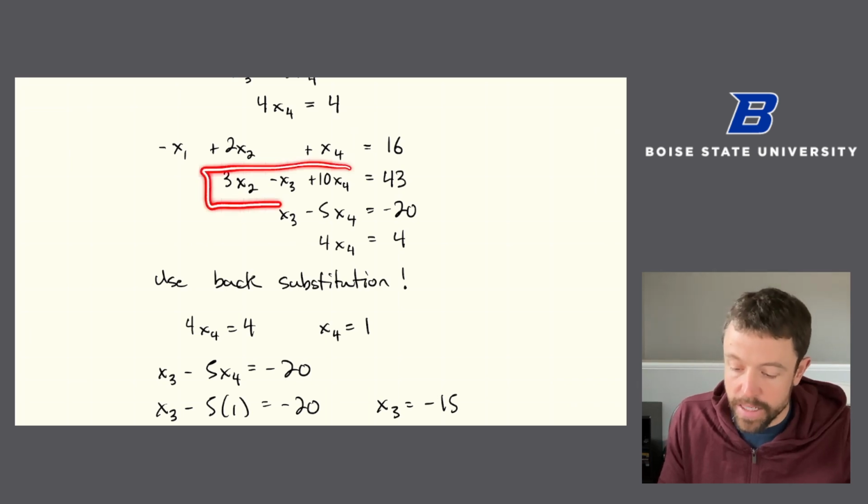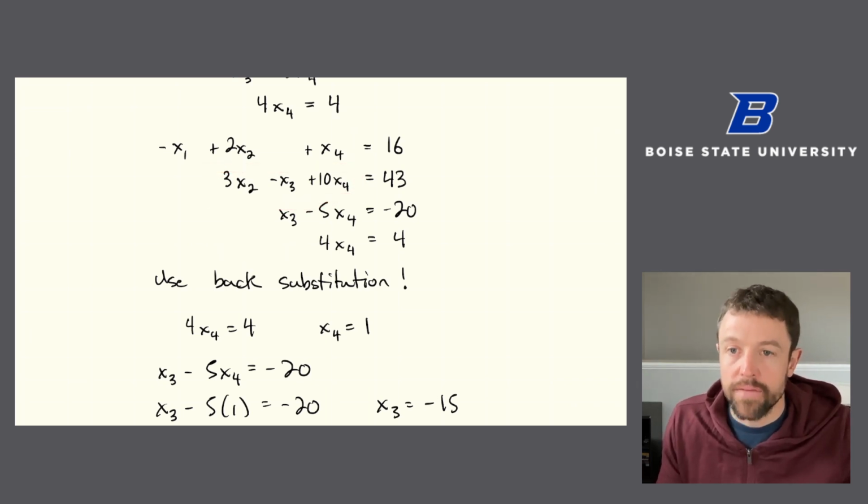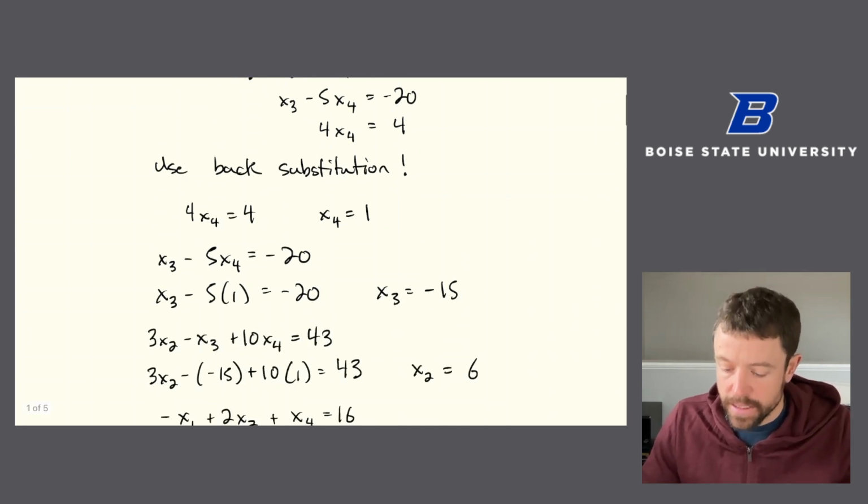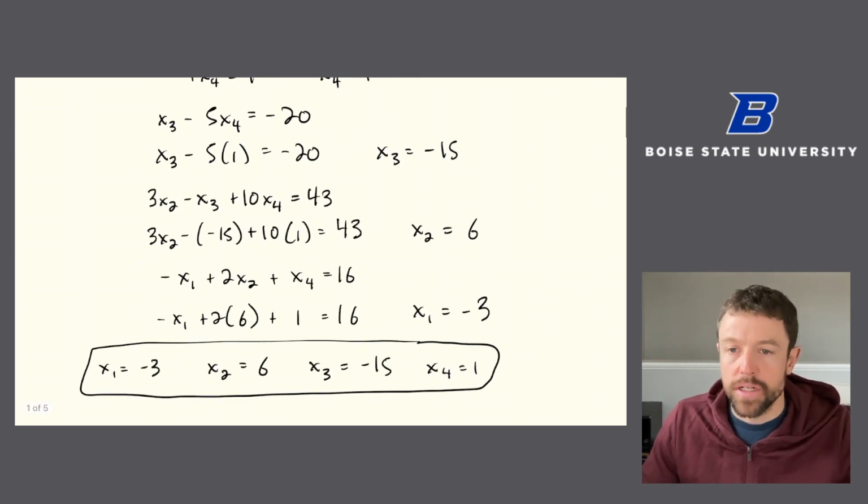When I plug it into the second equation, I'll get 43 on the left-hand side, and so forth. So we can check our answers. All right, so if we have a triangular system, we can use back substitution to come up with a solution.